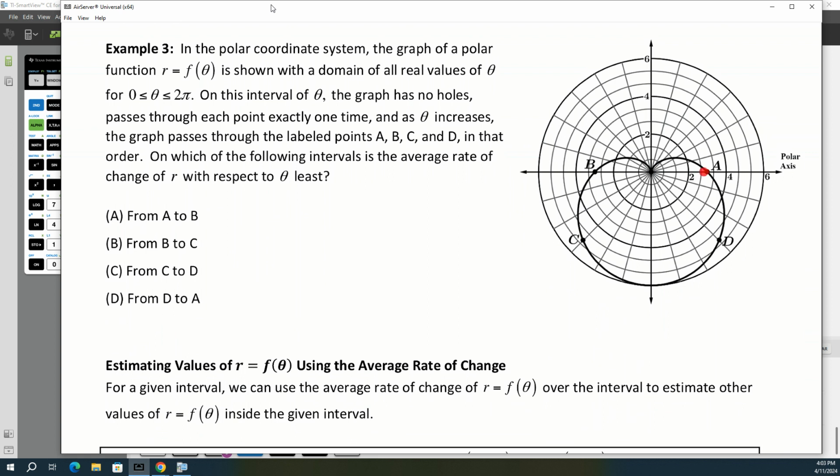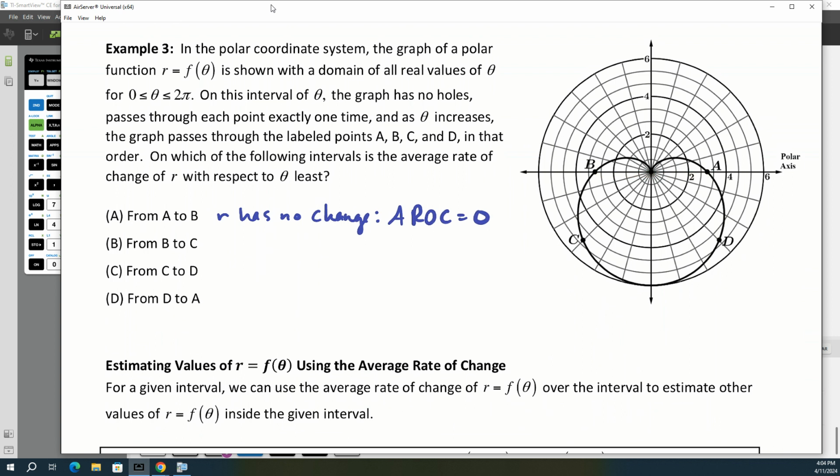From A to B is here to here. So r is like between, looks like between 2 and 3. And then between 2 and 3 again. So the r hasn't changed. So there is no change. And if r doesn't change, the average rate of change is 0. Right, so that's going to help us in a second when we figure out which one is the least.